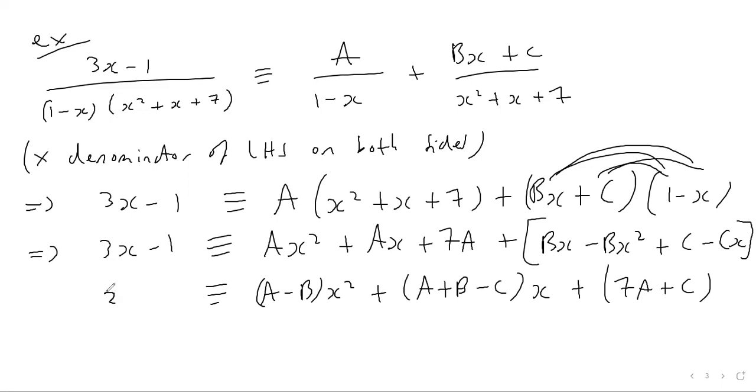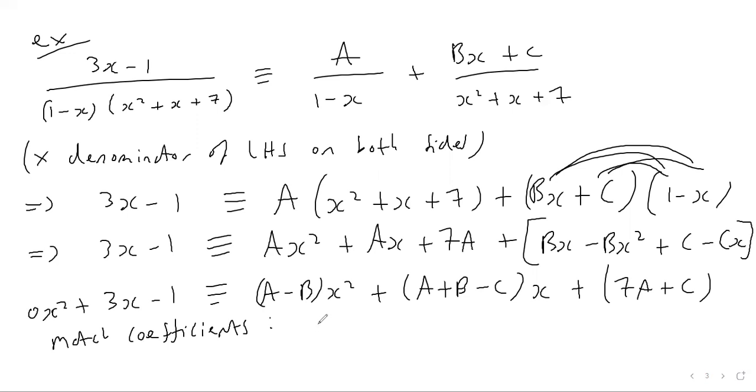Okay, so now we can match the coefficients like we did in the previous videos. Match coefficients. If we look at our left-hand side, we've actually got 0x squared because we've got no lots of x squared on the left-hand side, but we've got minus B lots of x squared on our right side.